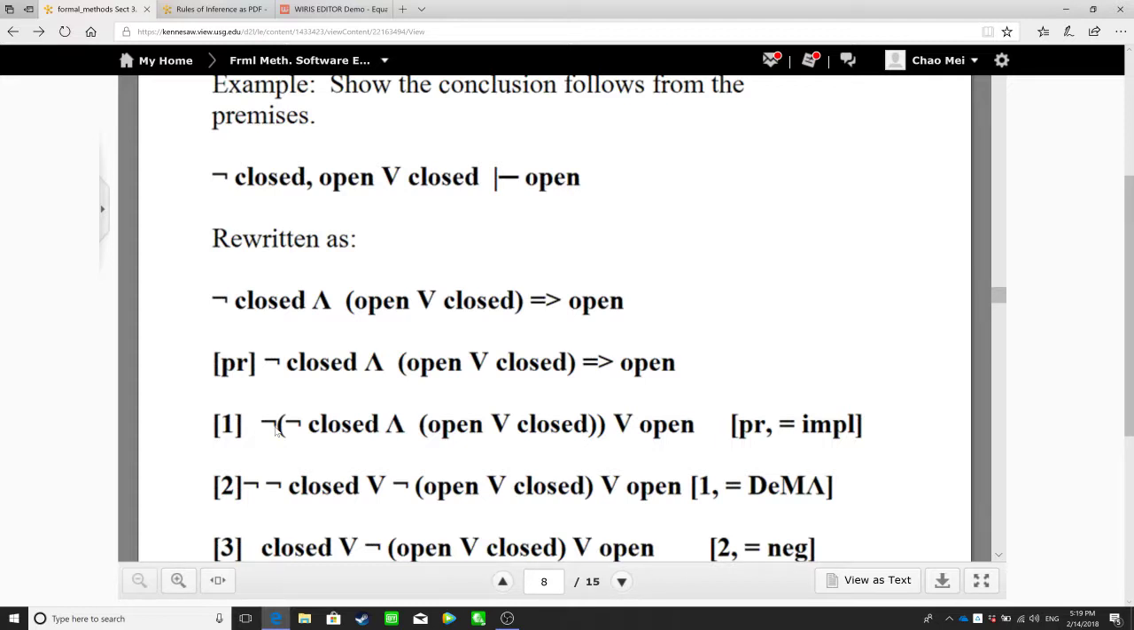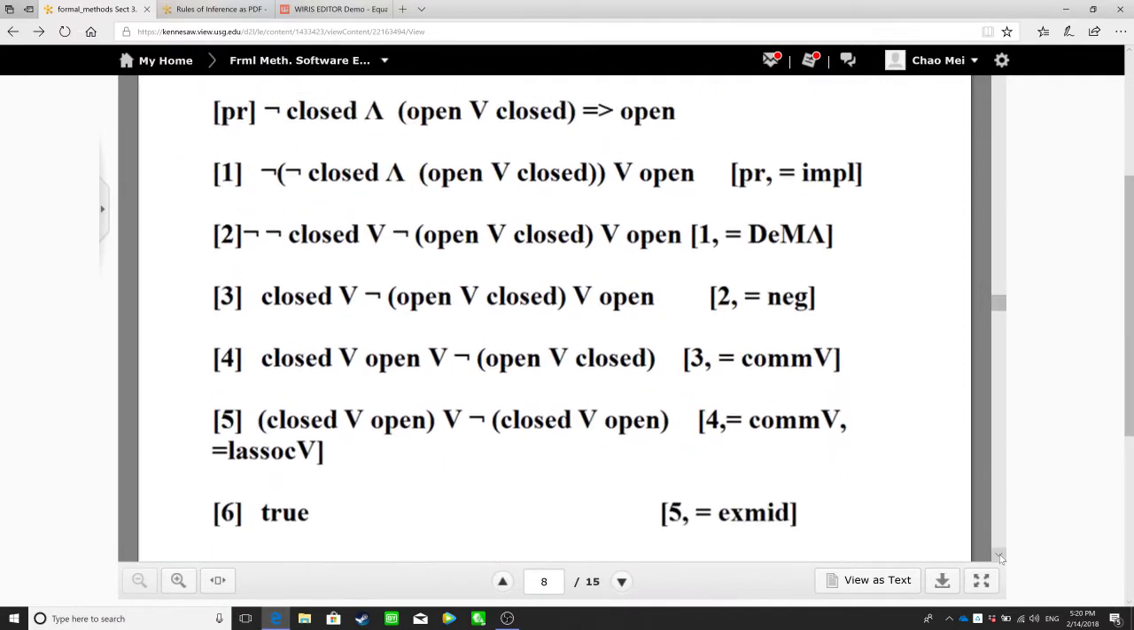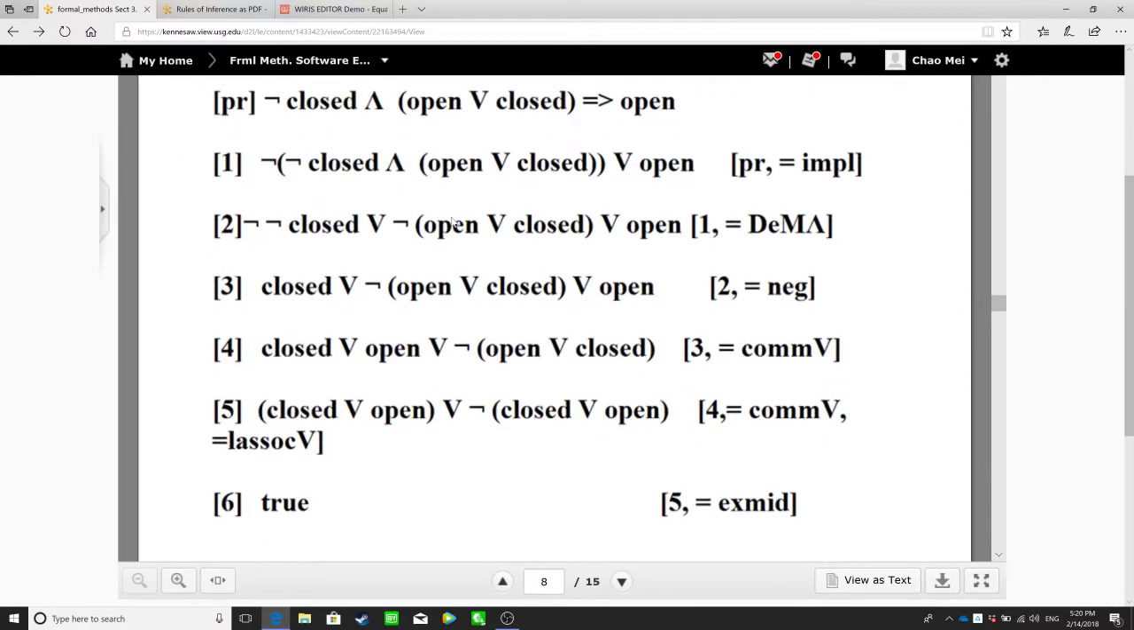Okay, and then the rest of the steps is to prove this thing. The first one, expression 1, will deduct to true. Okay, so that's basically the step.